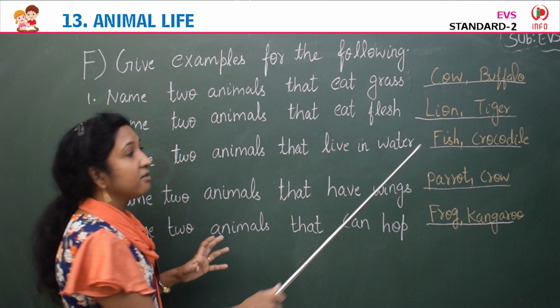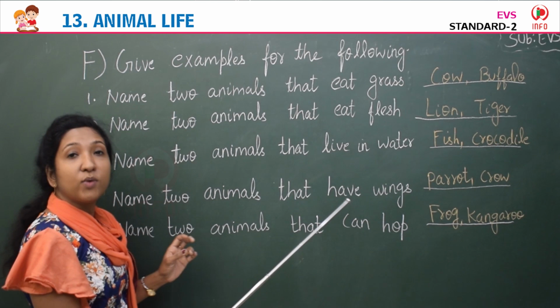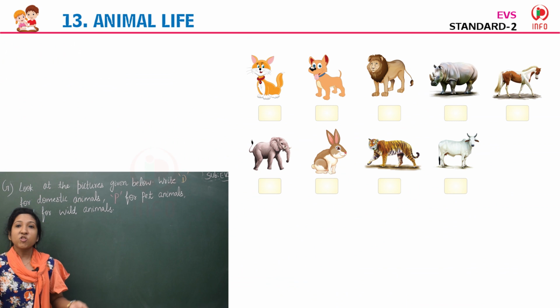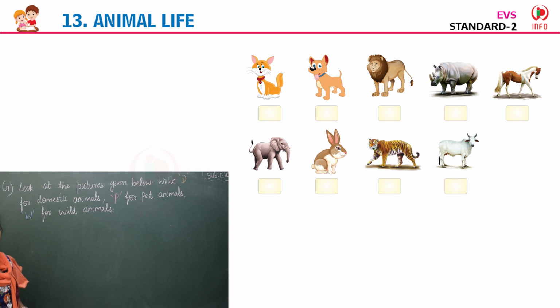Fish, crocodile. Fourth, name two animals that have wings. Parrot, crow. Last one, name two animals that can hop. Frog, kangaroo. Okay? Yes, children, so next exercise, exercise G, look at the pictures given below.